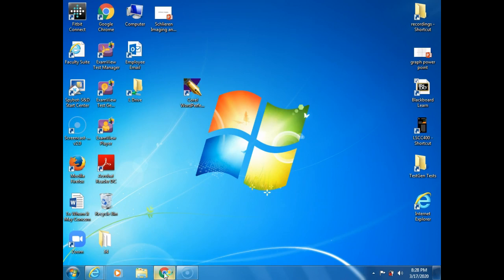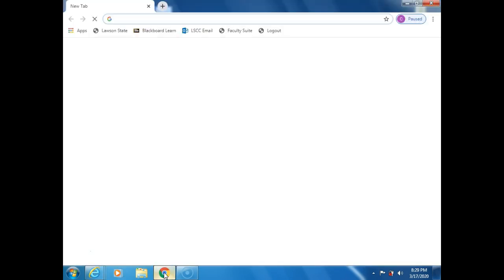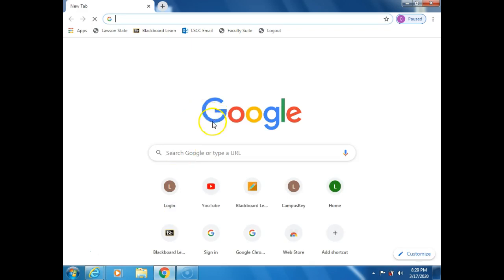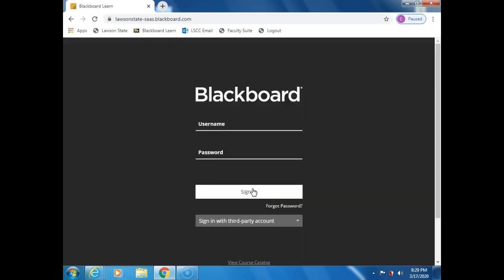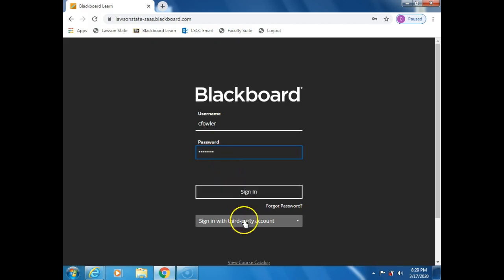First, somehow get to the Blackboard Ultra. And that's what I'm trying to open now. This is Google, and there's Blackboard Ultra for us. I don't know how you get there. However you get to Blackboard Ultra, go there. And when you get there, then of course you sign in however you sign in. This is how we have to do it. But I'm faculty. Yours is probably nothing like this. I don't know how you sign in, but this is how we have to.